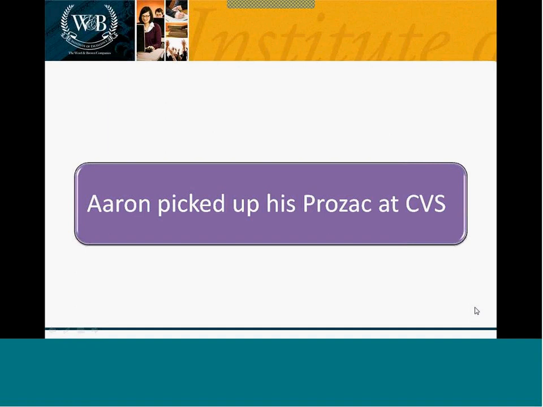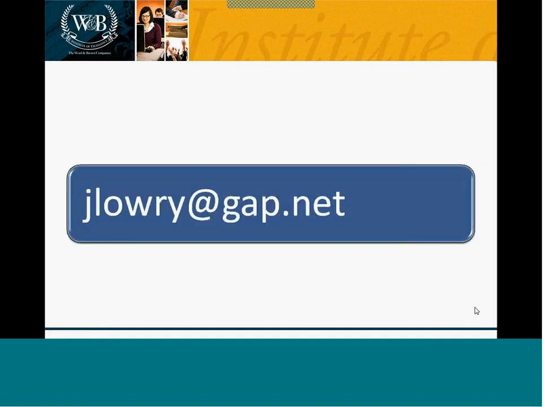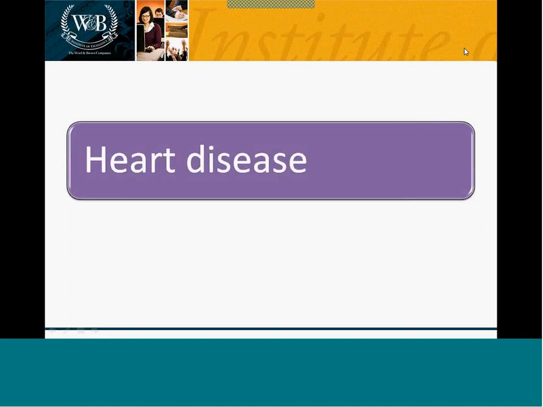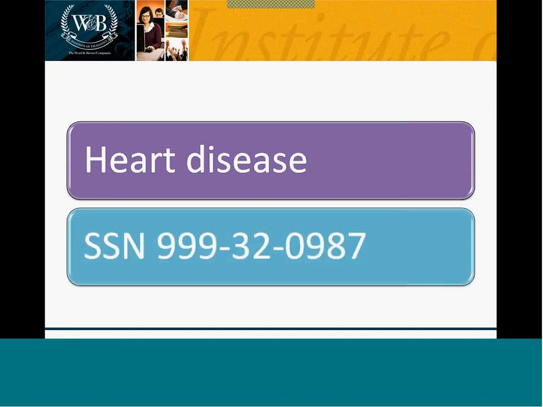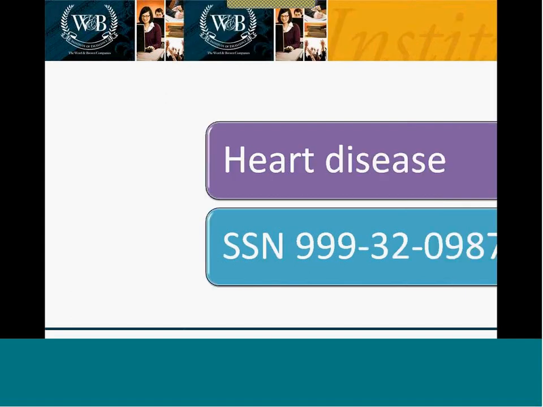So the idea, let's proceed through some of these. On this I have an email address, jlowry@gap.net. Do I have PHI, identifier, or neither? Identifier. That's right. Put up this, heart disease. What do I have here? Neither is correct. What if I add this? I've got PHI, that's correct. We have an identifier plus health information.